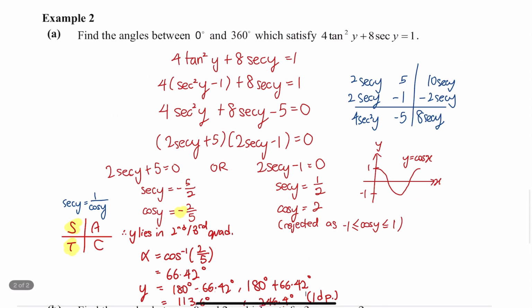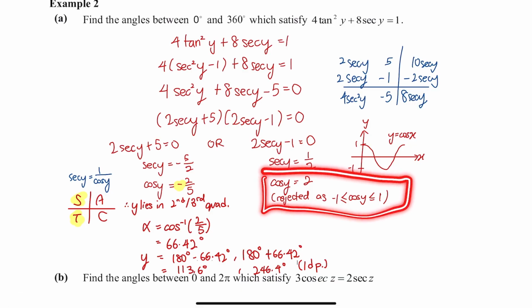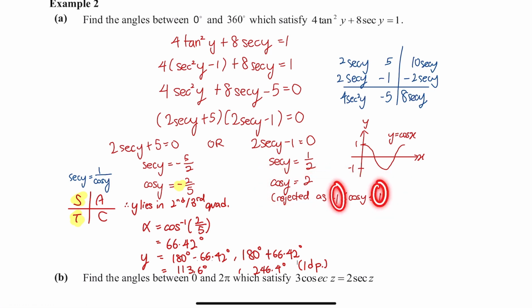Okay, and this is for example 2a. Alright, so over here we reject one solution because cosine y is only between -1 and 1, and we can find 2 solutions over here.